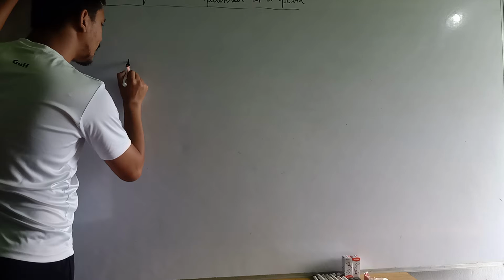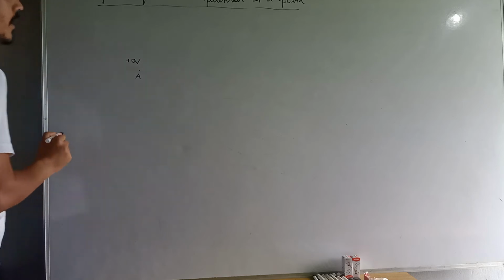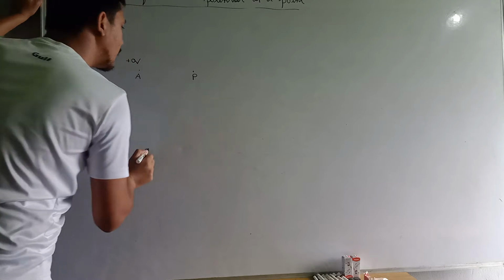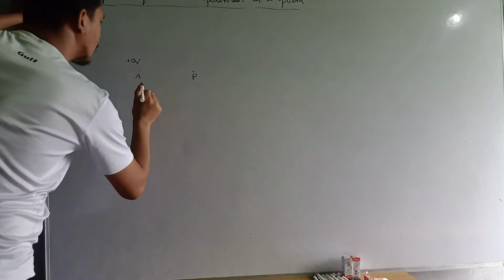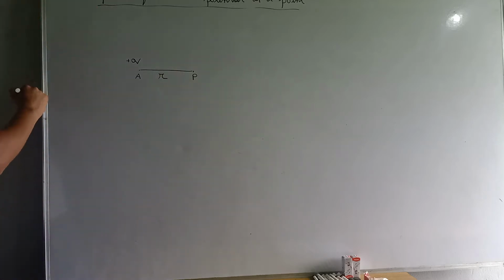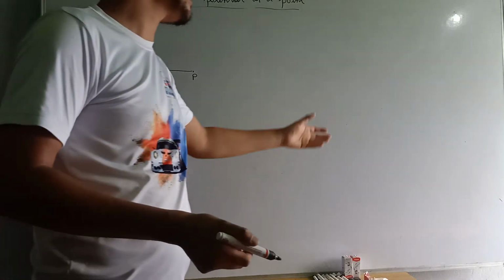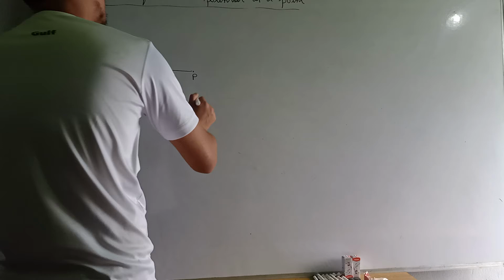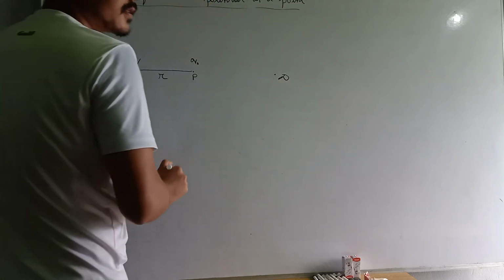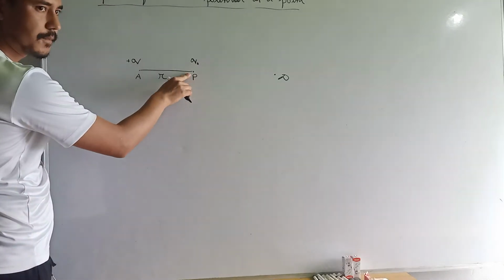So, consider that the charge plus Q is placed at the point A, and I want to find out the electric potential at this particular point P due to this charge. Now, P is placed at a distance R from A. Since I cannot bring the test charge from infinity to P, I'm going to take it from P to infinity. Is it okay? Yes.